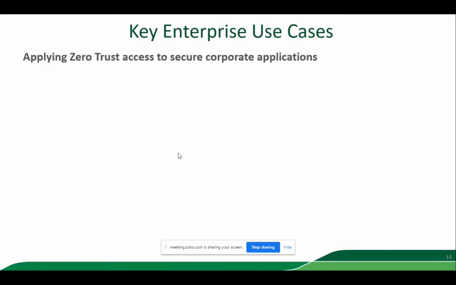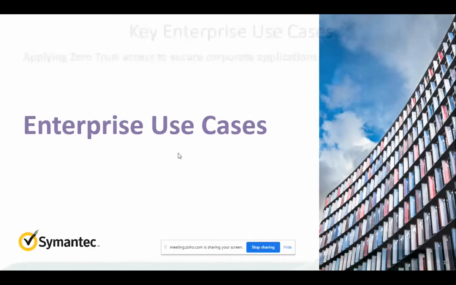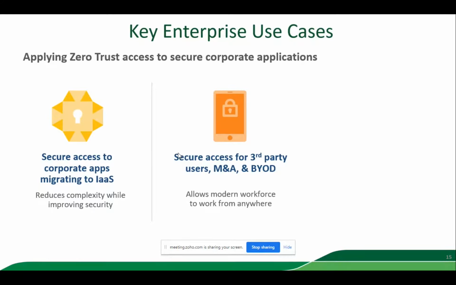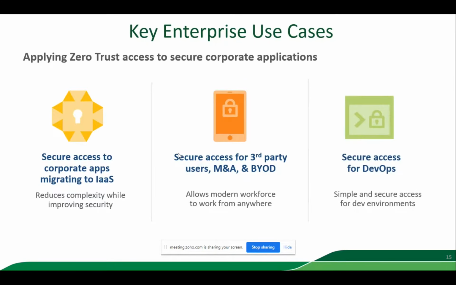The different use cases for Zero Trust are secure access to corporate applications and migration. If you're migrating to IaaS, it reduces the complexity and improves the security. The other thing is when you want to secure access for third-party users, multi-factor authentication, or bring your own device, this will help you. And also, if you want to do secure access for DevOps, this will assist you.